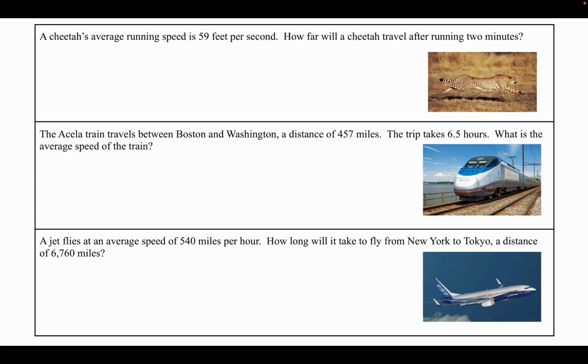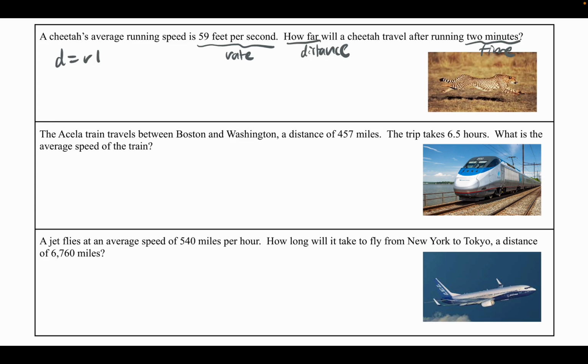So first of all, a cheetah's average running speed is 59 feet per second. How far will a cheetah travel after running 2 minutes? So you can see that given right here, we are given a rate of travel in feet per second. And we also want to determine, after this amount of time, how far the cheetah will travel. And so all three of these quantities of distance, rate, and time are involved.